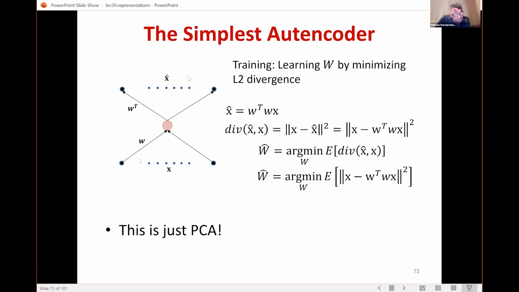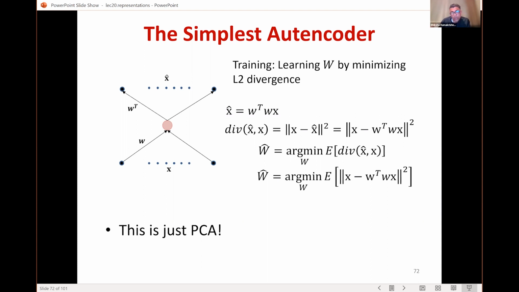So if I minimize the L2 divergence between the reconstruction and the input, it's going to be X minus X hat squared, which is X minus W transpose WX, whole squared. I'm learning the W to minimize this error. I learned this over a bunch of training data. And what we will find is that if your data are all zero mean, this just ends up being PCA. Any of you who have ever dealt with PCA are going to recognize this equation. This W now represents the principal component of the collection of training data.